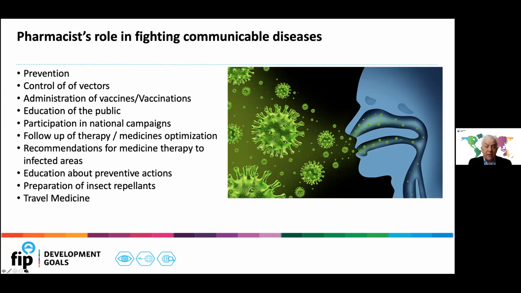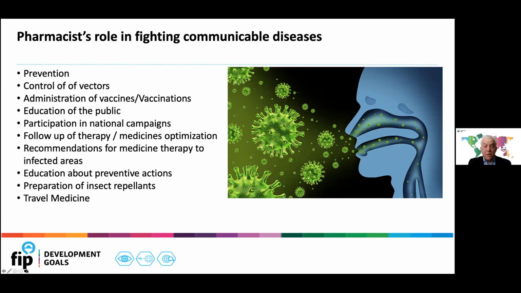Overall, we can say that community pharmacists have an important role in fighting communicable diseases. And as you can see in this slide, there are a number of areas where community pharmacists are already involved, such as prevention, control of vectors, administration of vaccines or delivering vaccinations, which is very actual these days, and perhaps the most important intervention against communicable diseases. Furthermore, education of the public, participation in national campaigns, follow-up of therapy or medicines optimization could be against specific vectors or preventive treatment, but also for other therapies as well.